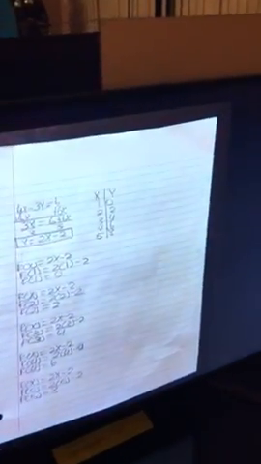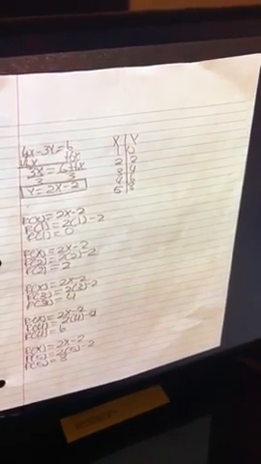I'll show you guys how to sketch a graph with given x values. My equation is 6x minus 3y equals 6. So first, I'm going to start off with eliminating 6x from both sides, so I can only have 3y on the left side of my equation.